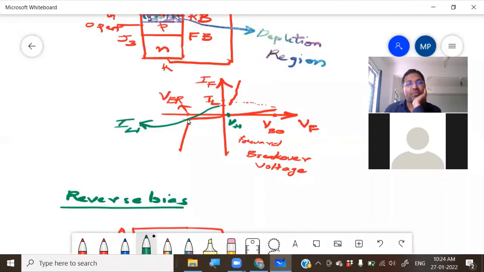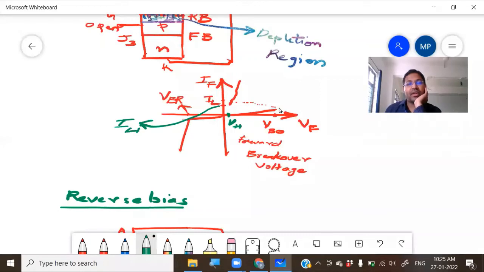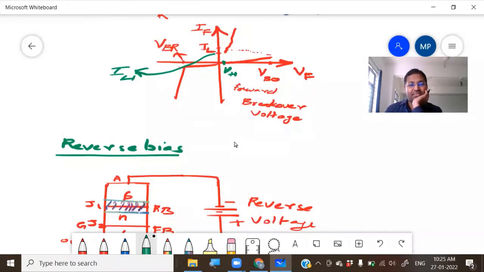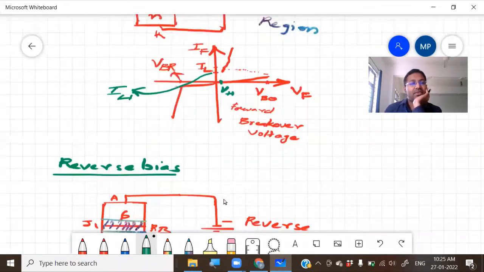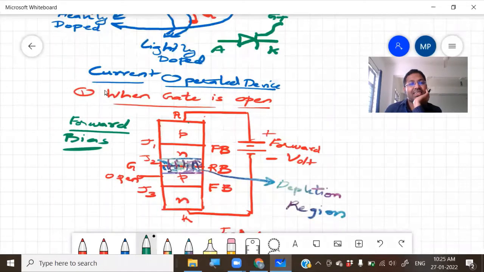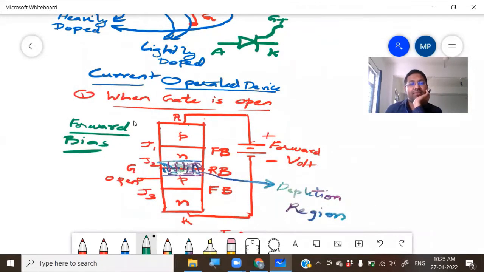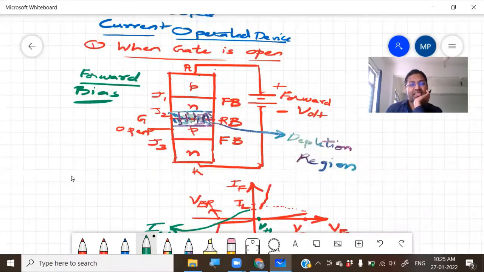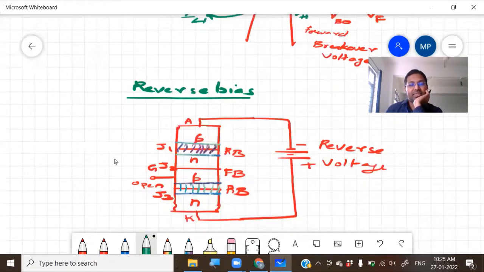From origin to VBR, it is the reverse blocking region. From origin to VB0, it is the forward blocking region. Because the device is off, it is blocking. All this we have seen in the previous class, so that was a quick revision. We took the gate open case and analyzed it. All this we completed in the previous class.